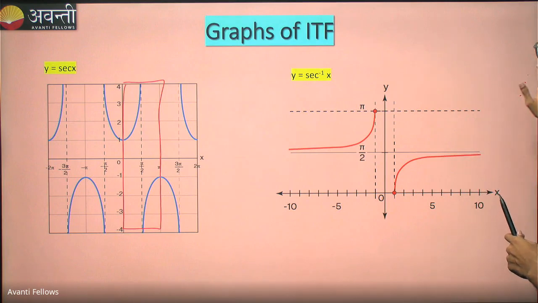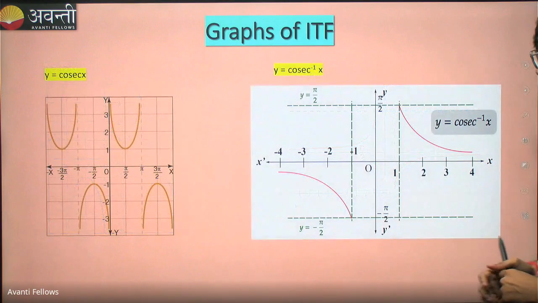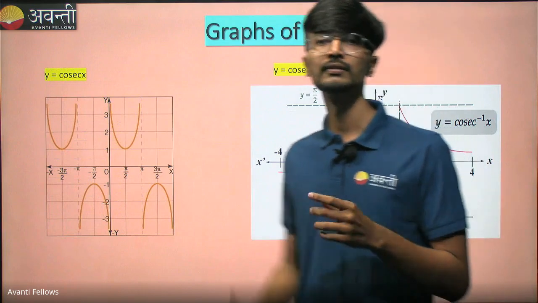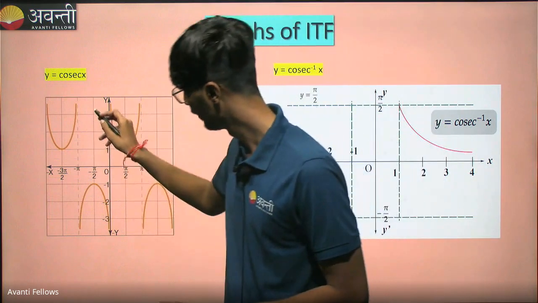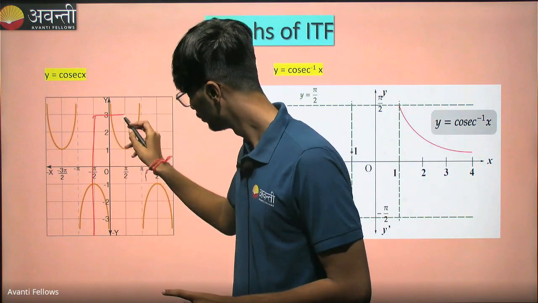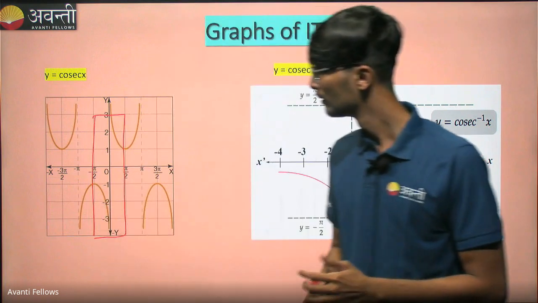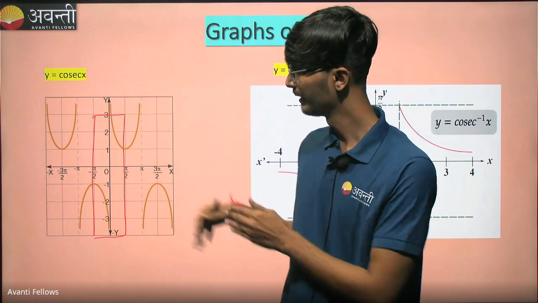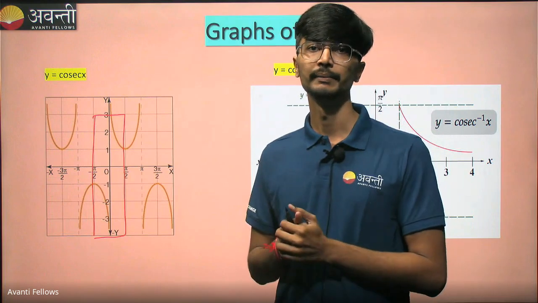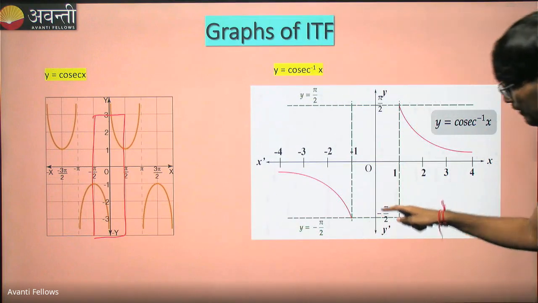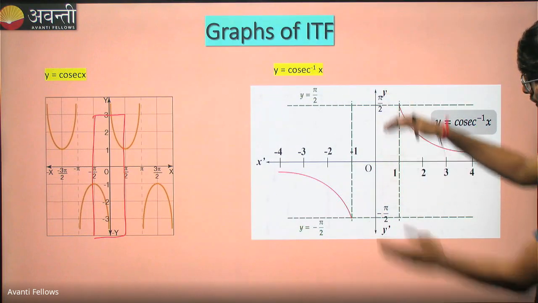And lastly, the graph of cosec inverse. Cosec inverse is the same as sine inverse, from minus pi by 2 to pi by 2. Take this graph, rotate 90 degrees anti-clockwise, and take the mirror image. It will be between minus pi by 2 and pi by 2, as we have curtailed the domain here.